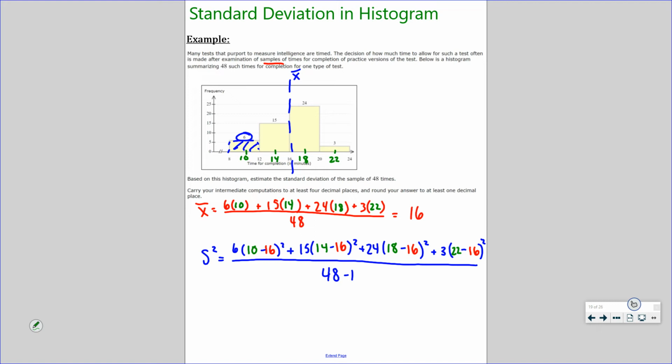All right, up top, when I did all that math, I got 480. So I have 480 divided by 47. The last step to actually calculate the standard deviation is we just square root that number. I got 3.2.